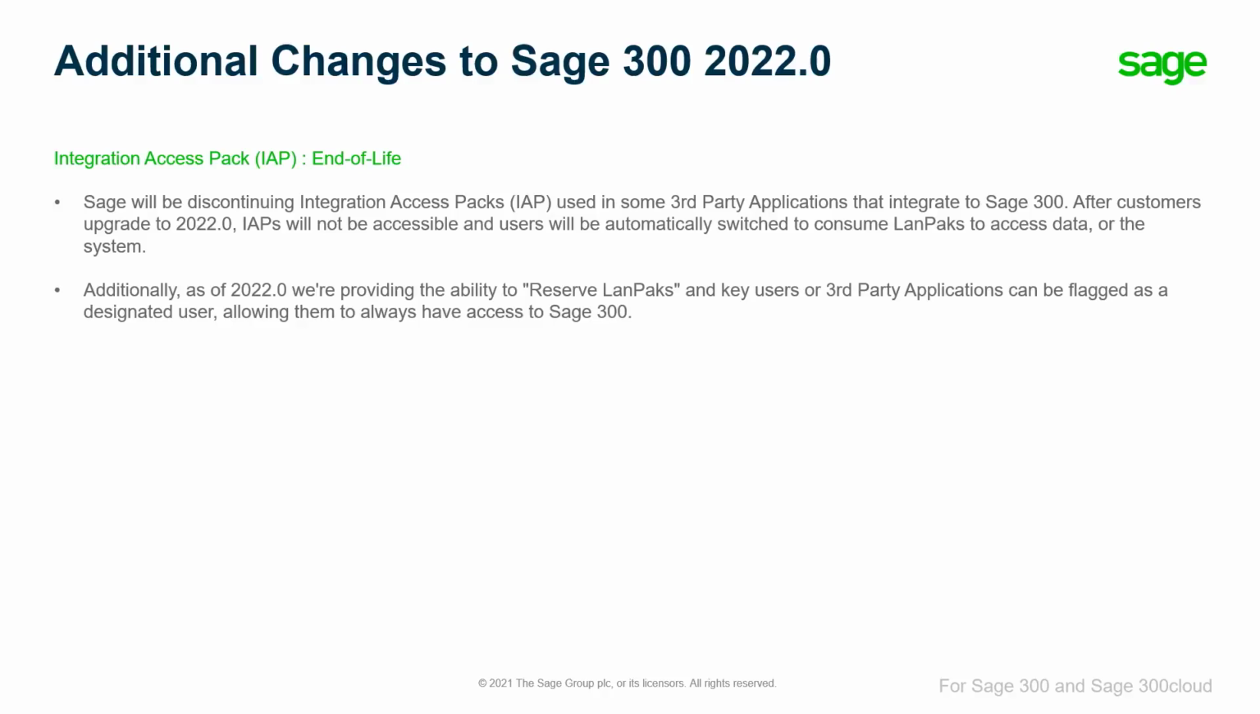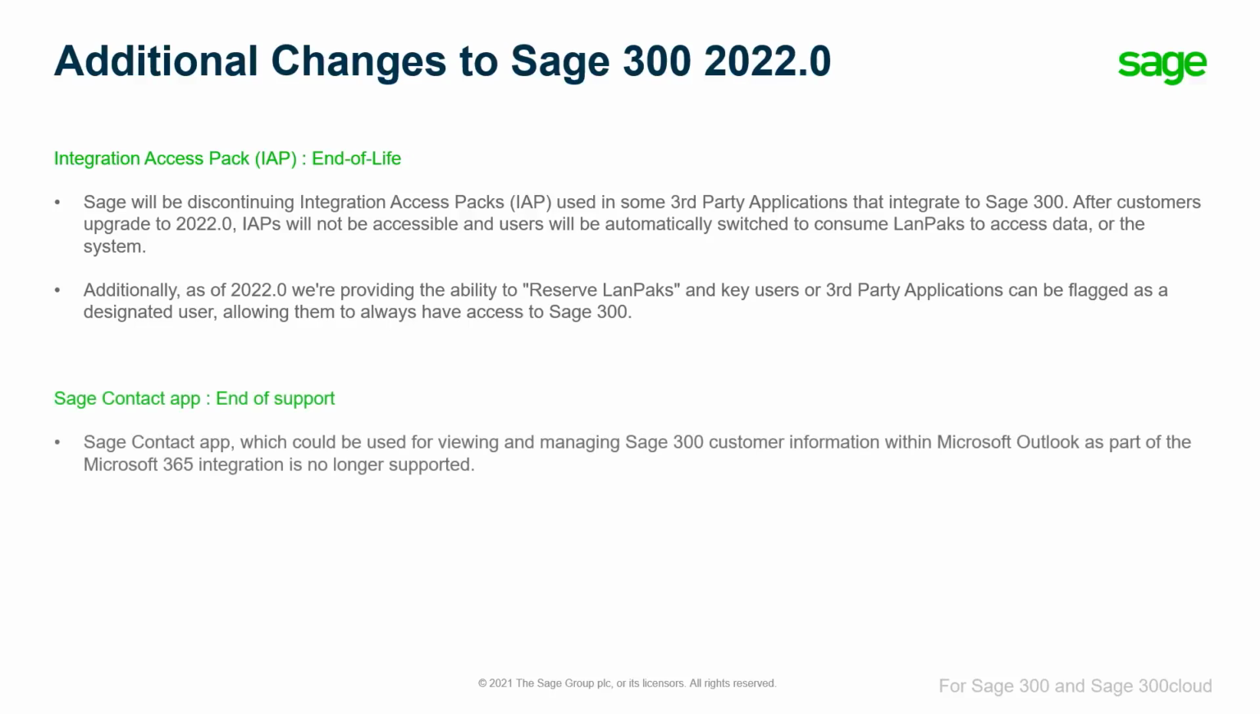Additionally, as of 2022.0, we're providing the ability to reserve LAN packs, and key users or third-party applications can be flagged as a designated user, allowing them to always have access to Sage 300. The Sage Contact app, which could be used for viewing and managing Sage 300 customer information within Microsoft Outlook as part of the Microsoft 365 integration, is no longer supported. Lastly, .NET remoting will not be supported with the 2022.0 release.